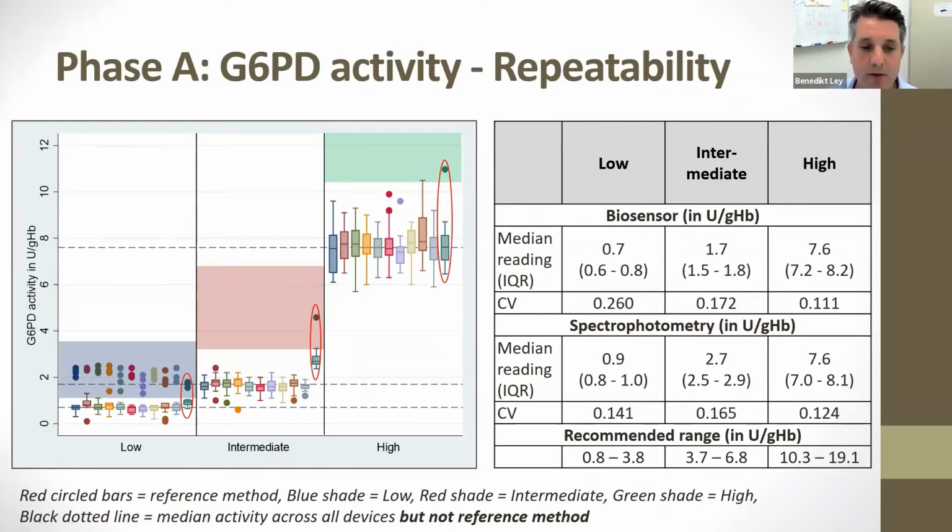Low and intermediate readings, specifically for the biosensor, were quite close together. When calculating the coefficient of variation to determine repeatability and to decide whether to proceed to phase B or not, the mean coefficient of variation for high controls across all machines was 11%, below the set bar of 15%. The study therefore proceeded to phase B.